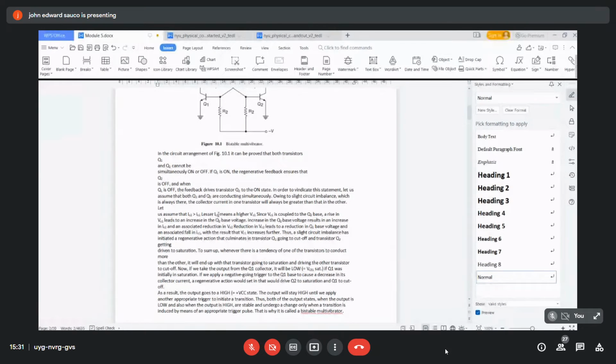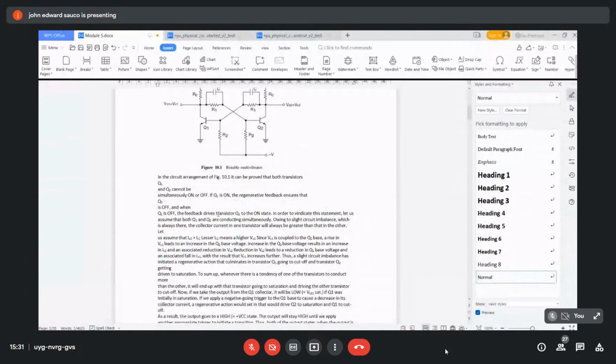Okay, to sum up, whenever there is a tendency of one of the transistors to conduct more than the other, it will end up with that transistor going to saturation and driving the other transistor to cut off. Yung sinasabi ko. So, kapag saturated yung isa, cut off yung isa.